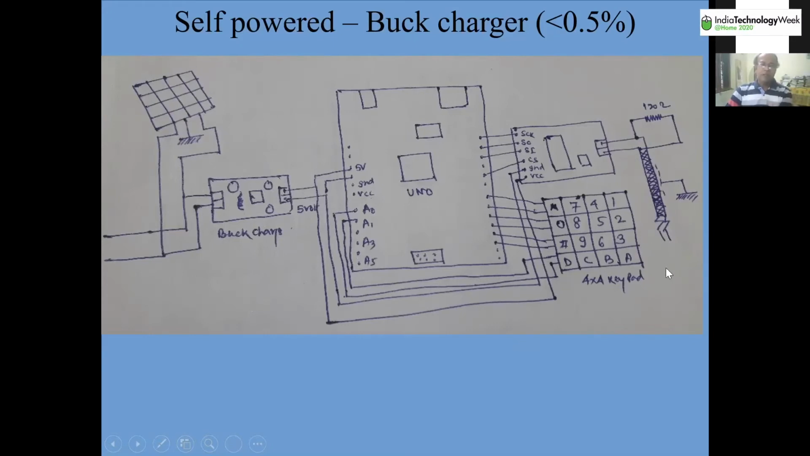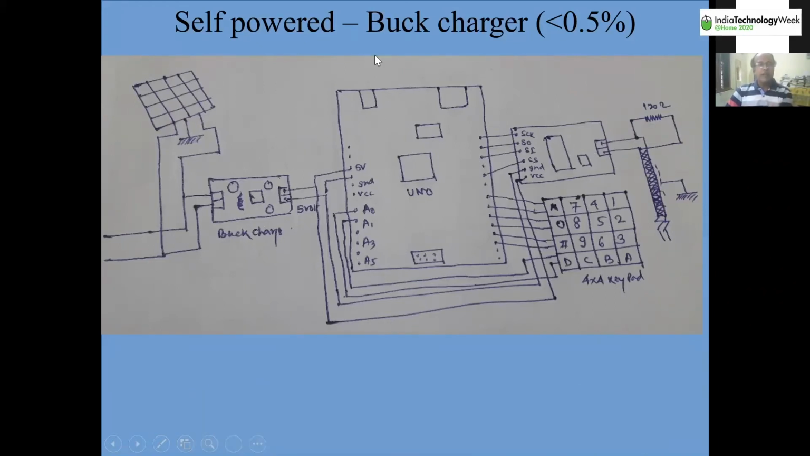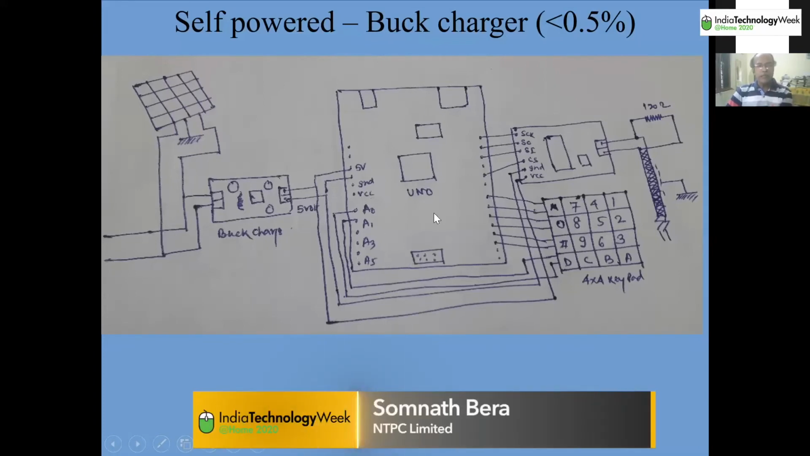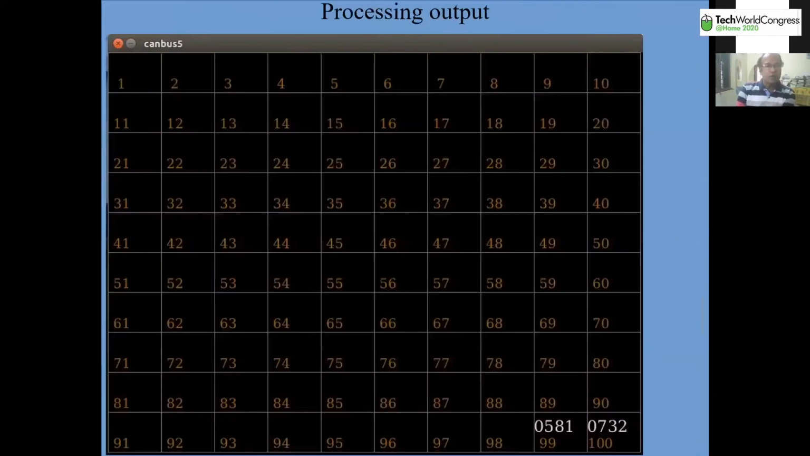Okay, so whenever all the slaves will be sending data through this cable, this master will receive all those data, and it can put it on a display here, it can show, or if it is connected to a computer, in that computer the serial terminal will receive that data and will display it in the processing output. This is the processing output.